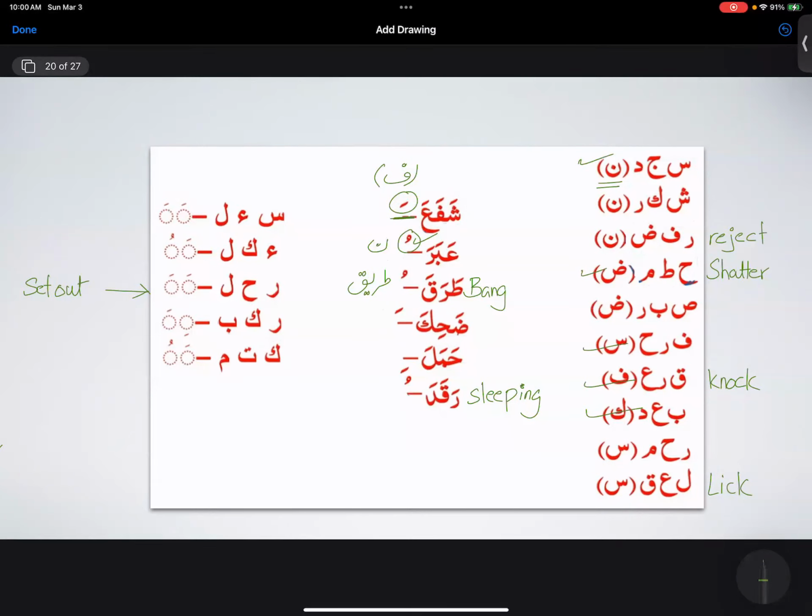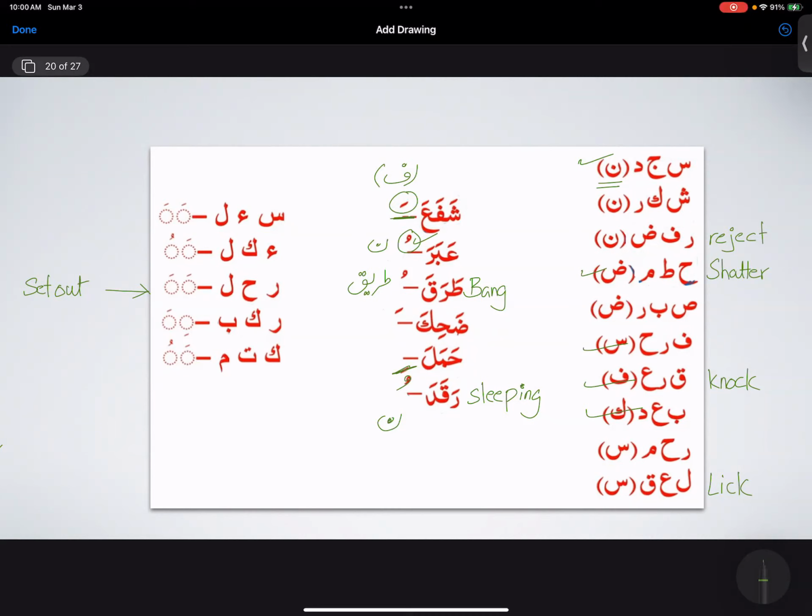Then we have dahiqa, that's Bab Fataha again. Hamala, yaftahu. Nasara. Bab Daraba, yadribu. Then we have raqada, yarqudu. Nasara, yansuru. Nasara. This you will come to know via the dictionary only.